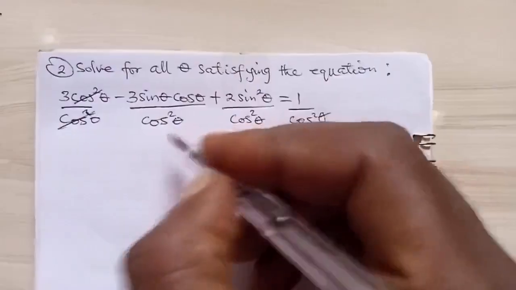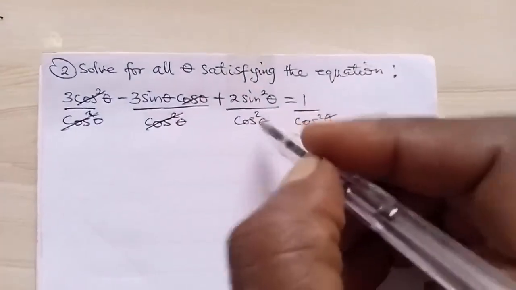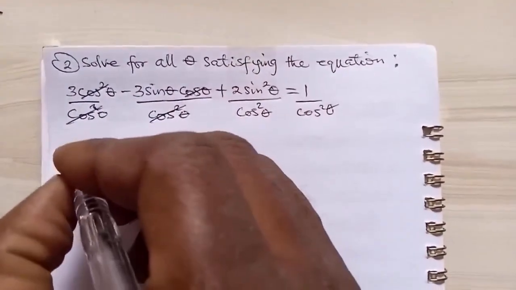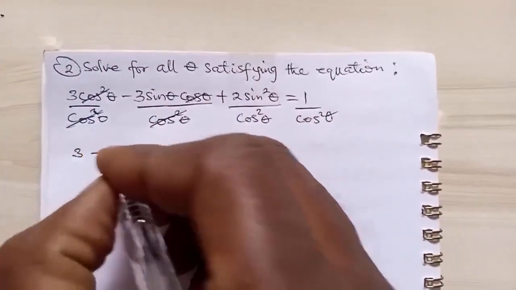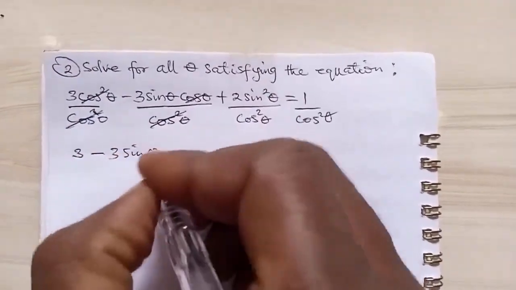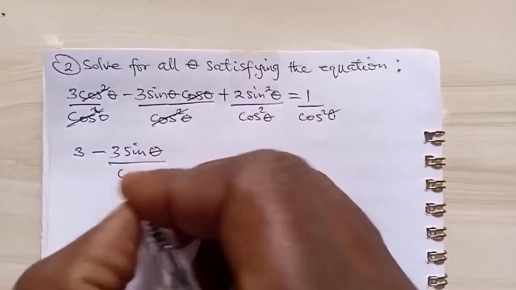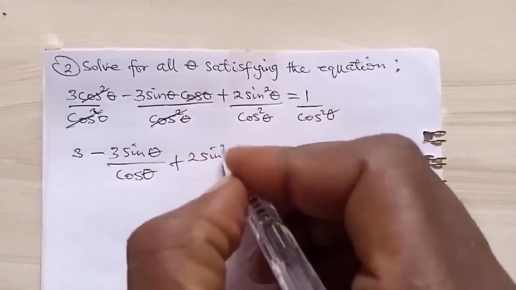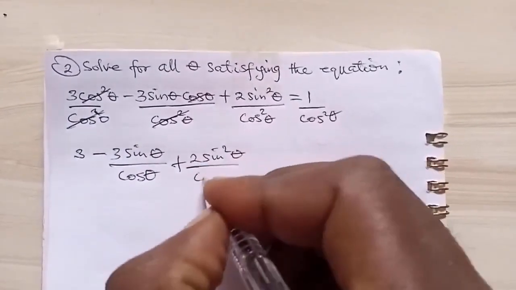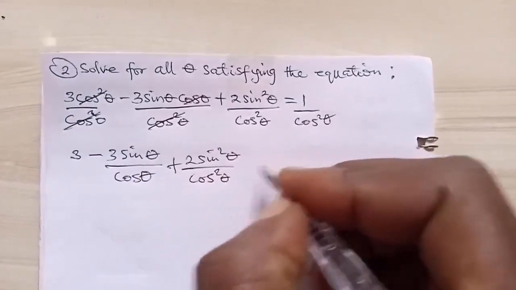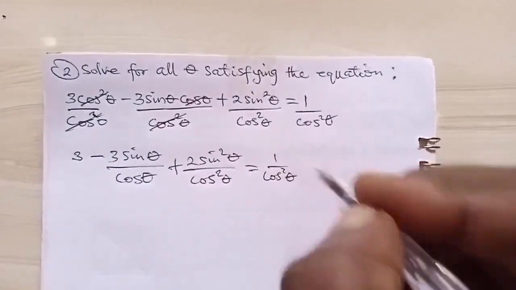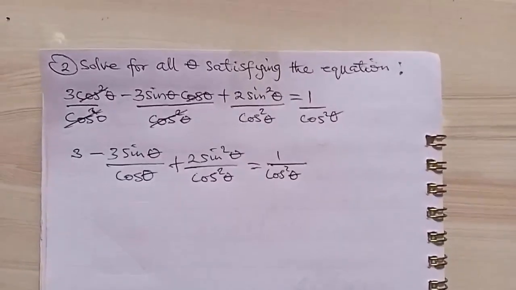Here we remove one cos square theta, so we have only 3 left. Here we have minus 3 sin theta over cos theta, plus 2 sin square theta over cos square theta equals 1 over cos square theta. That is what is left here.